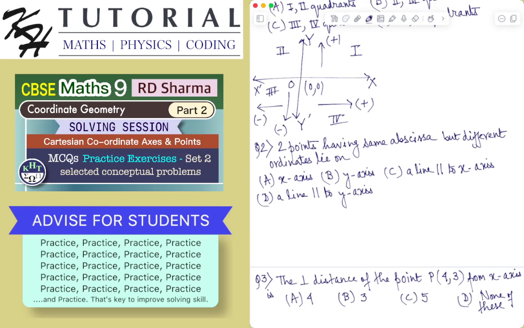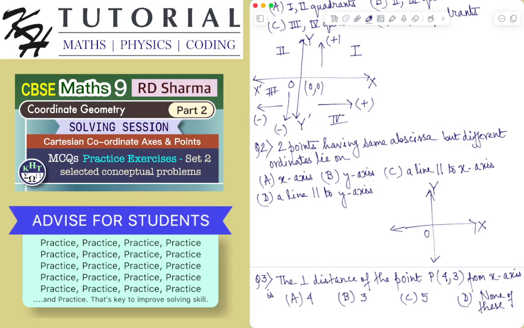Now, if you have same abscissa, so I am roughly drawing the two points having the same abscissa. Now, what is the abscissa of a point? Abscissa of a point is nothing but the distance from the y-axis. If the abscissa or the x coordinate is positive, it means it is at a positive distance from the y-axis, that is, it is towards the right hand side of the y-axis, and if it is negative, then it is to the left hand side of the y-axis.